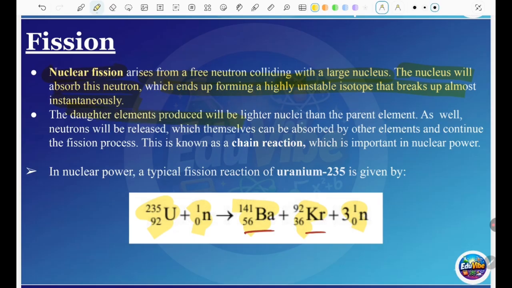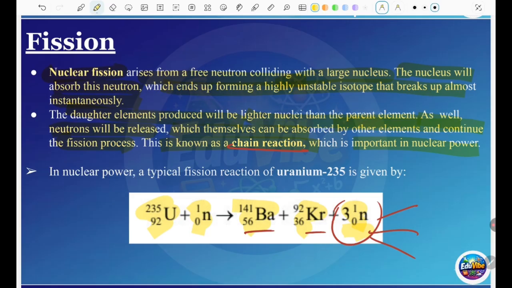The daughter elements produced are lighter nuclei than the parent element, as well as neutrons. You can see the three neutrons will be released, and they themselves can be absorbed by other elements and continue the fission process. This is known as a chain reaction. After those three neutrons go to another large element, they again make three neutrons, and again do the same thing in a chain.